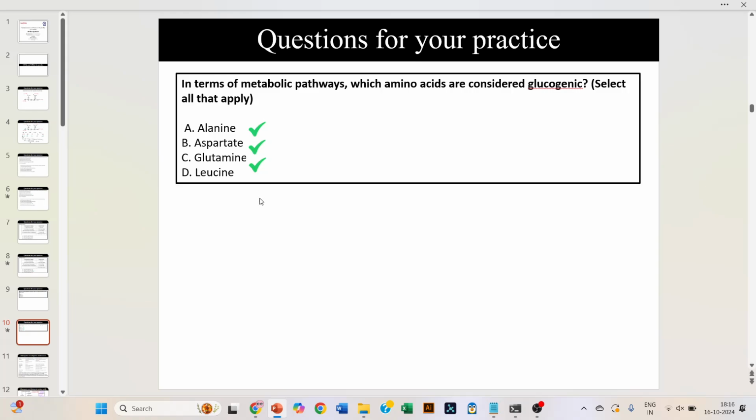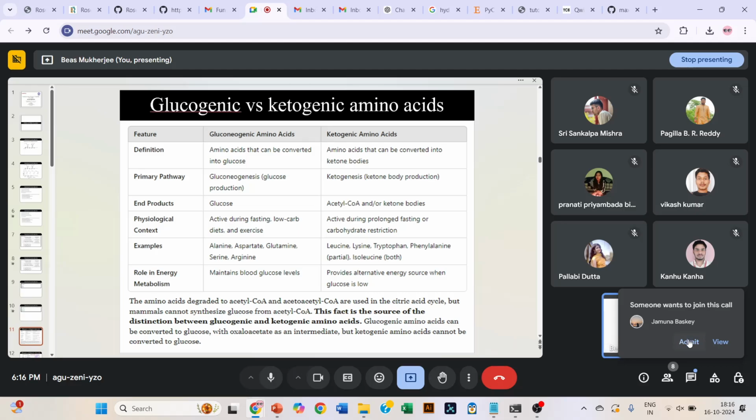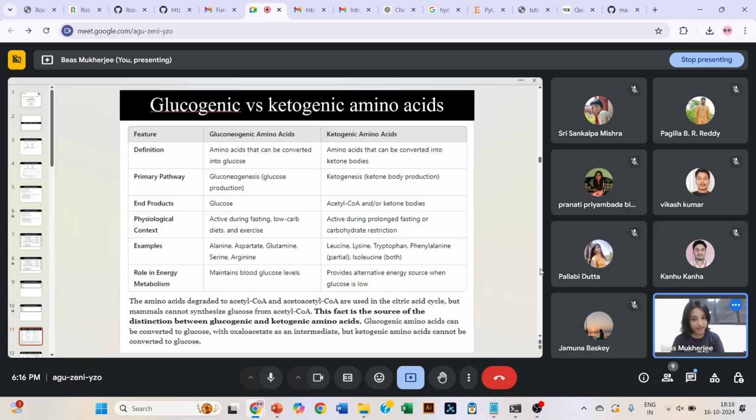Okay, now we will talk about these ketogenic and glucogenic amino acids. All right, so see, the amino acids that can be broken down to acetyl coenzyme A are used in the citric acid cycle, but then mammals cannot synthesize glucose from acetyl coenzyme A. Alright, this fact is the source of the distinction between glucogenic and ketogenic amino acids. So some amino acids are broken down into glucose. So they are used to form glucose. Some amino acids are used to form ketone bodies. That is what makes them glucogenic and ketogenic amino acids.